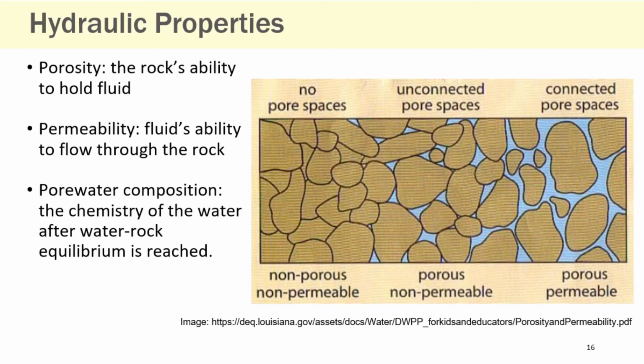The rock and the water that flows through the rock will reach a chemical equilibrium, and this is referred to as the pore water composition. The pore water is characterized by its ion content, and this ion content affects the speciation of the radionuclides.